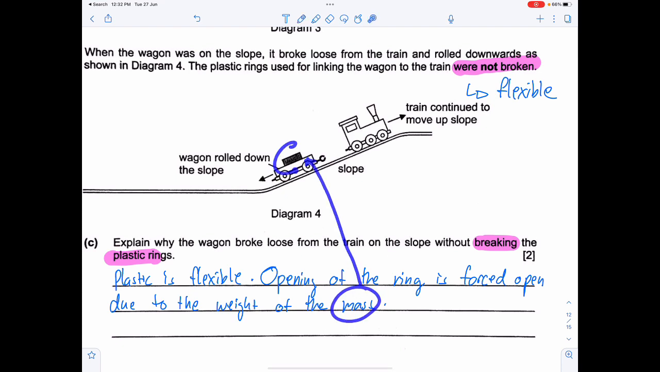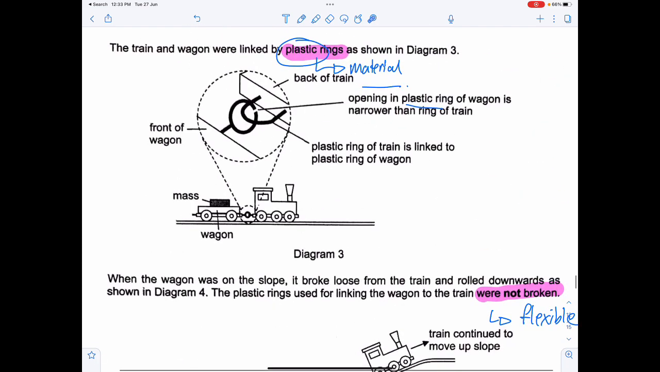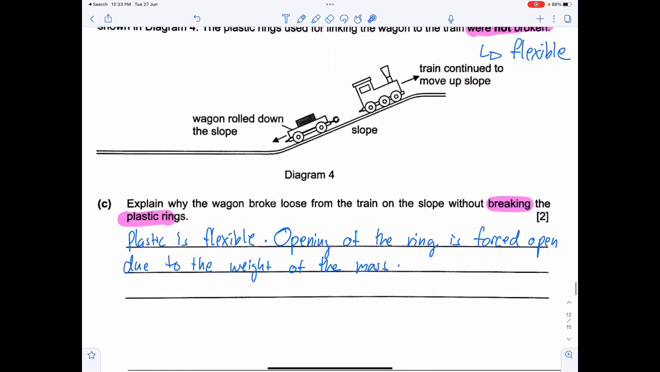It talks about this part. It's called the mass. Why do we use weight here? Because what's the difference between mass and weight? Mass talks about the amount of substance used to make something. Weight talks about the amount of gravity that is acting on this mass. So because it is pulling down, see? So when it pulls down, it forces this part to open without breaking. Okay?